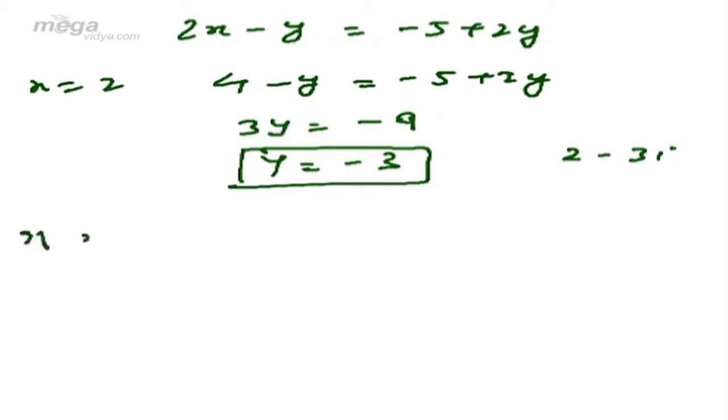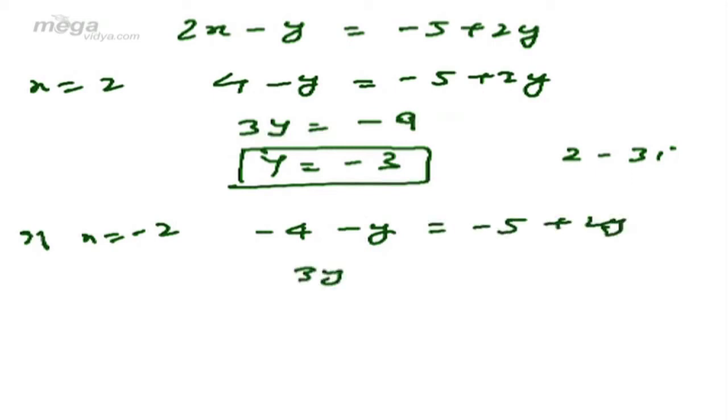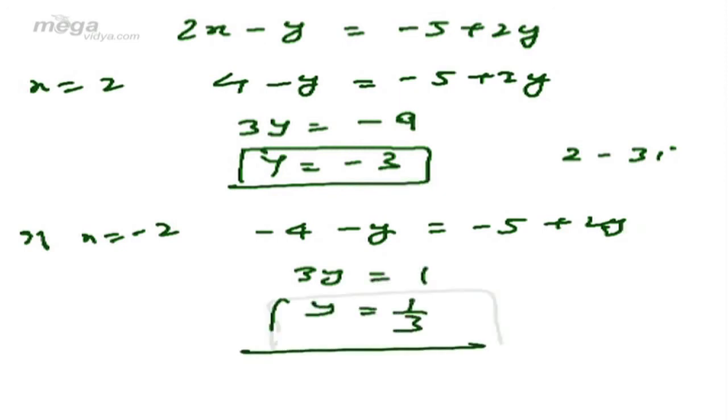If we put x is equal to minus 2, minus 4 minus y is equal to minus 5 plus 2y. So 3y is equal to 1. So y is equal to 1 by 3. So you get the second complex number, z is equal to minus 2 plus 1 by 3 i.